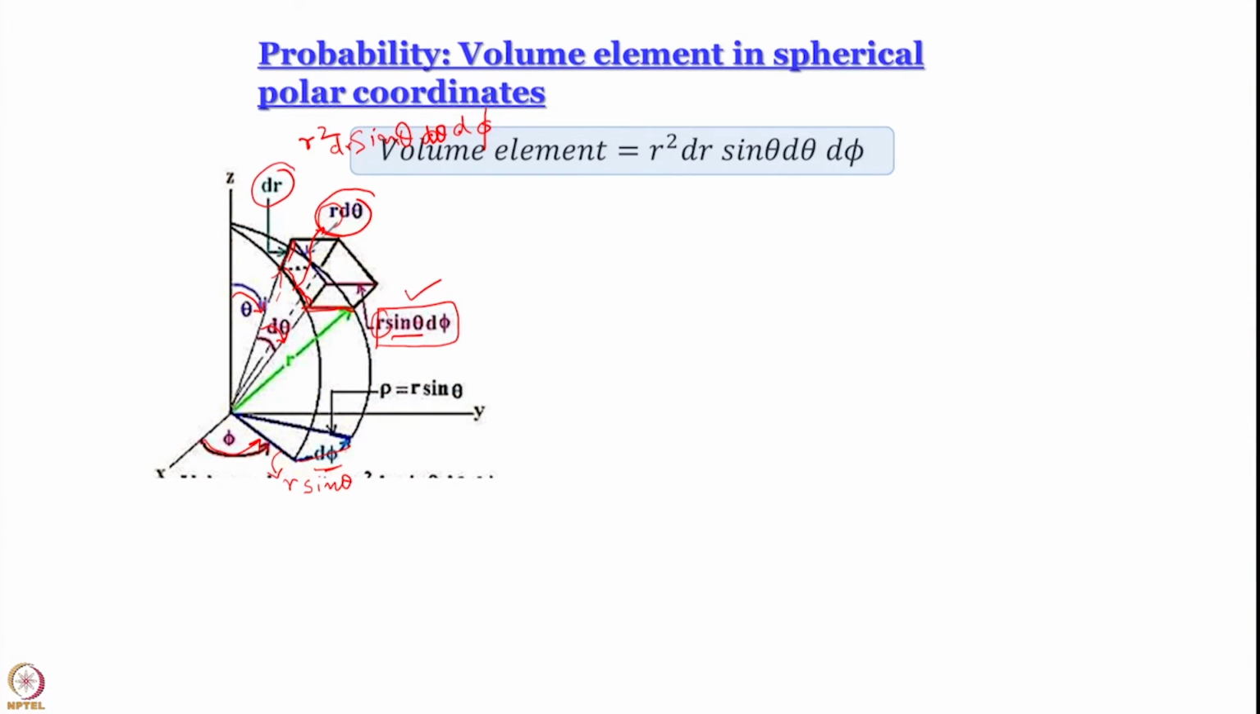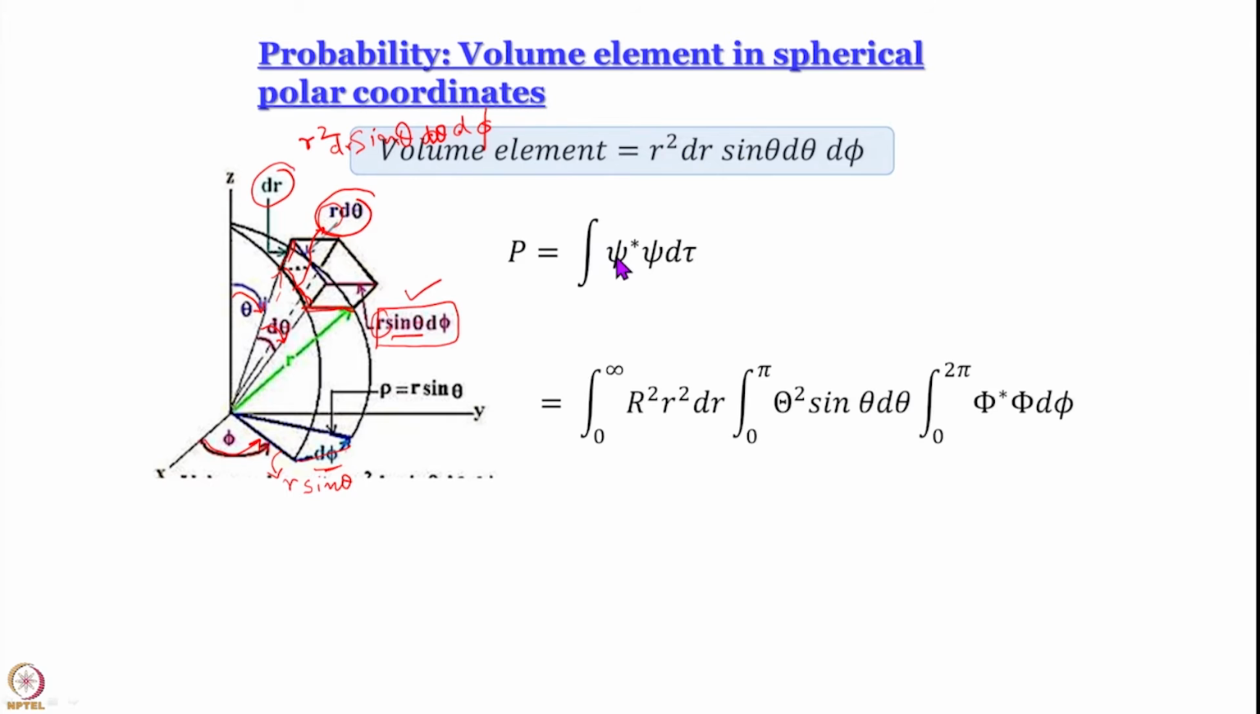Okay. So, this is the reason. Volume element is r square dr sin theta d theta d phi. Now, let us actually do a little more rigorous calculation of the expression for probability. P of course is equal to integral psi star d tau within the required limits. So, let us write this out. So, we get, what is psi?